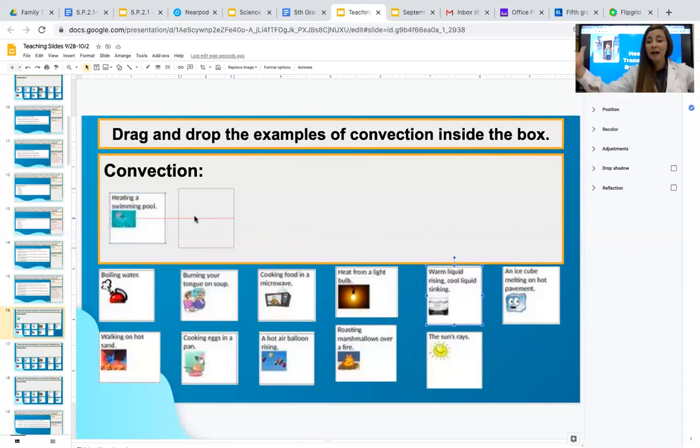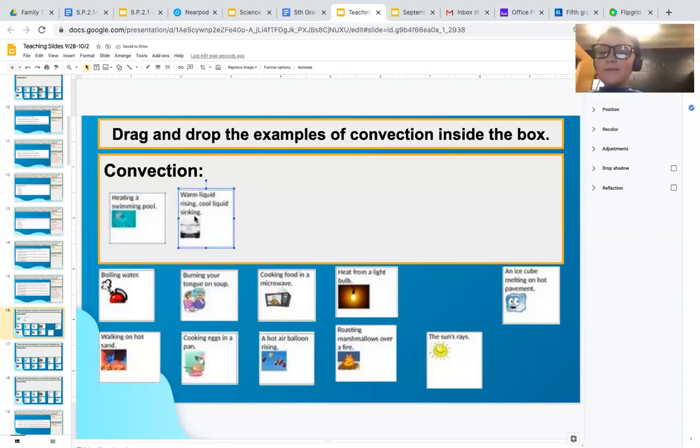That's right. Anytime we heat liquids, we warm the liquid and it rises, and we cool the liquid and it falls. So then we've got a current, and it goes around and around, as long as you have a heat source. Excellent job. Somebody else, can you identify another convection current?